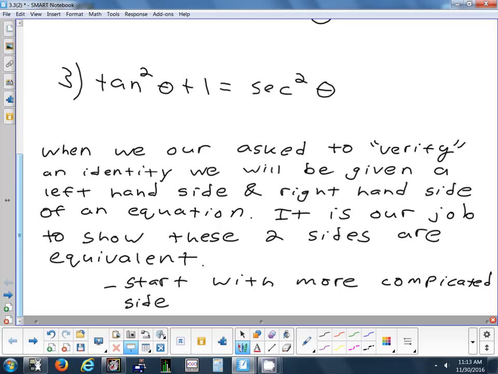What I'm going to do quickly is look at all the examples we're going to do and see if you can tell me what side looks more complicated. Left side or right side.